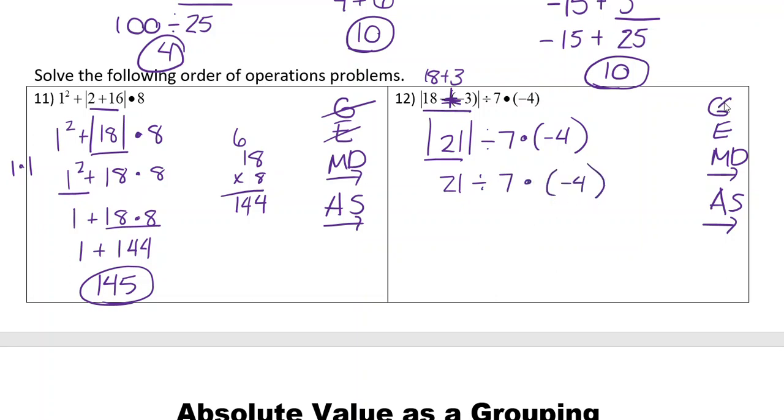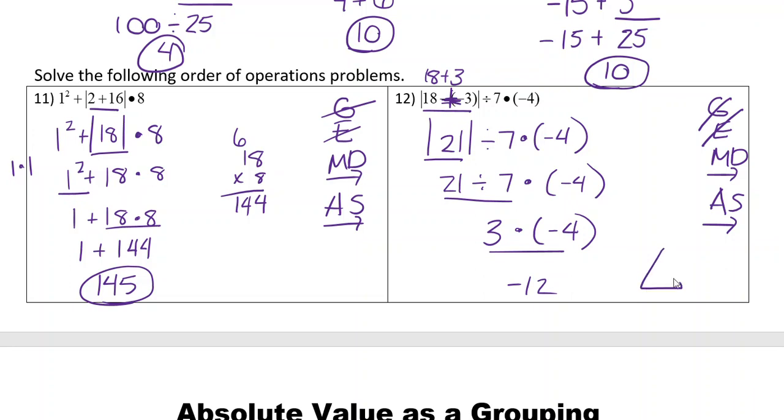So I'm done with my grouping. I do not have any exponents. Now I need to do my multiplication and division from left to right. So I have to divide first. Most of you would have missed that one. That one's the tricky part, which is 3. And then I have 3 times negative 4, which will give me negative 12.